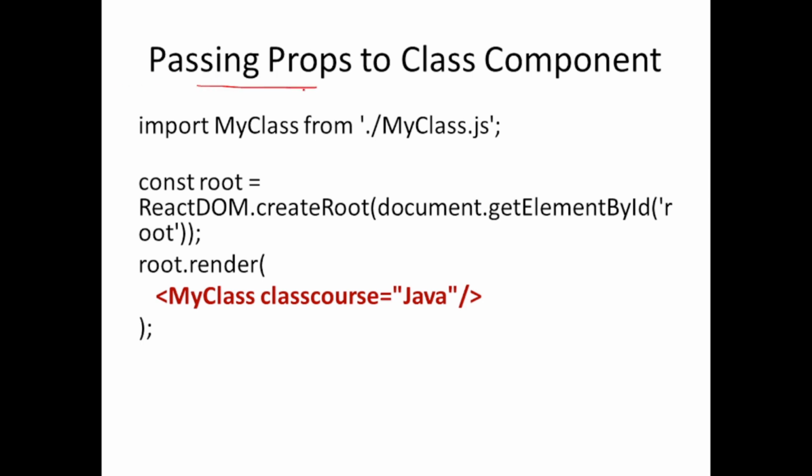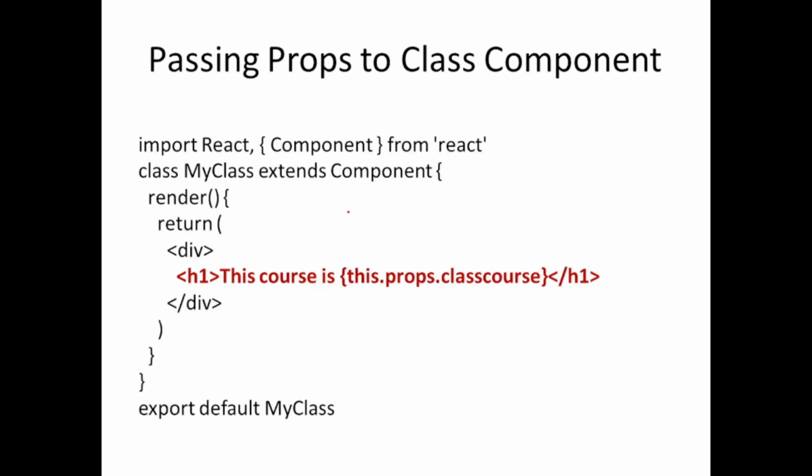We've already seen how to pass props to the function components. It's the same way. So we're going to have the class component name. Here our class component is first class, and we can pass any props we want. Say class course equals Java. This is the parameter we are passing. And how are we going to receive that in our class component? The parameters are by default available under this dot props dot whatever parameter you're passing. So you can very well access it by default like this. You have to use this dot props dot whatever parameter you're passing.